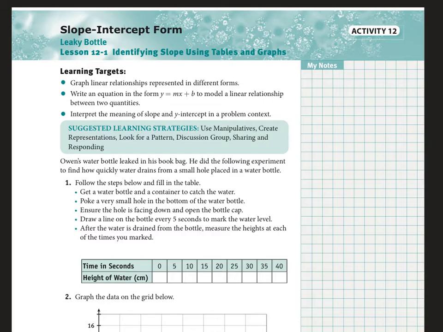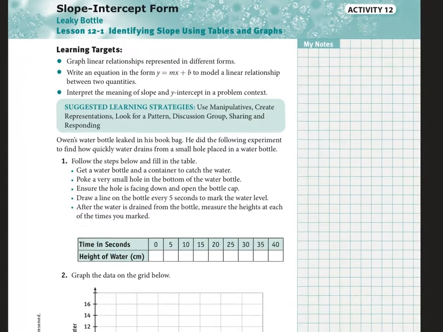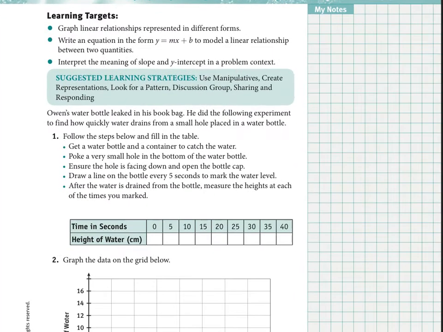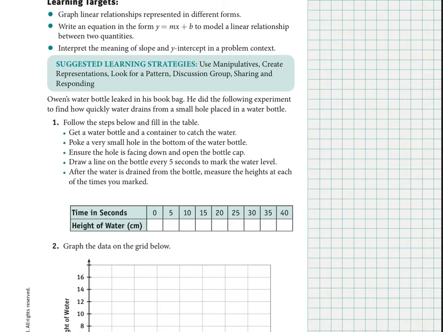slope and y-intercept. So if we take a look, let's say Owen's water bottle leaked in his book bag. He did the following experiment to find how quickly the water drains from a small hole. So let's pretend like we had a water bottle. We poked a small hole in the bottom of it, and we made sure the hole was on the bottom. And we're going to draw a line on the bottle every 5 seconds to mark the water level.